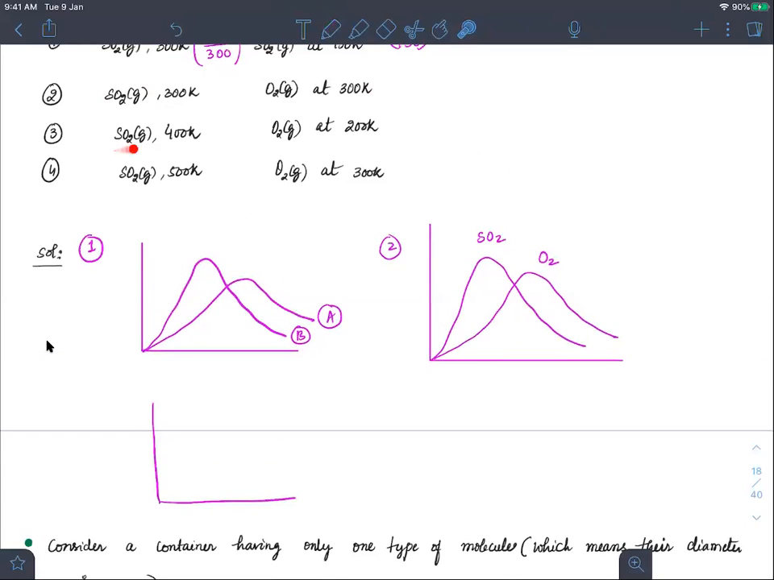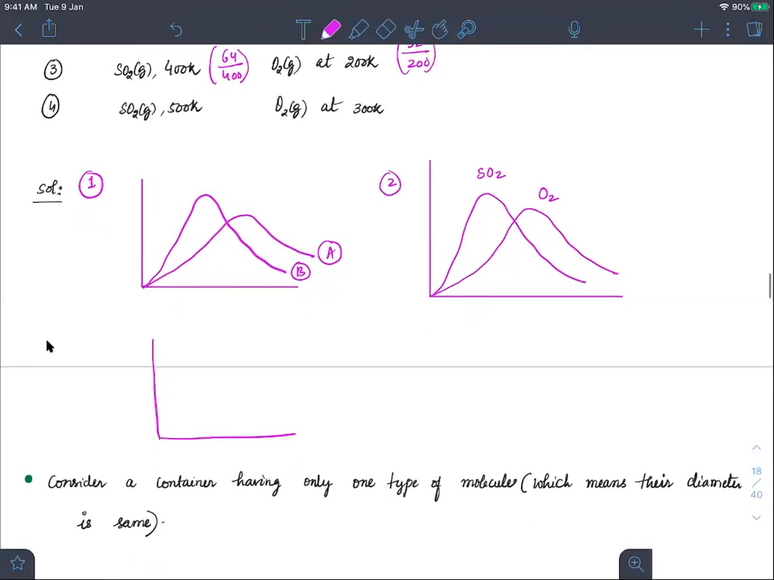See the third one. If you have SO2 at 400, which means 64 by 400, and here it is 32 by 200. The ratio is coming out the same. This is also 32 by 200 only, which means both graphs are one and the same. So A and B, both of them are the same.